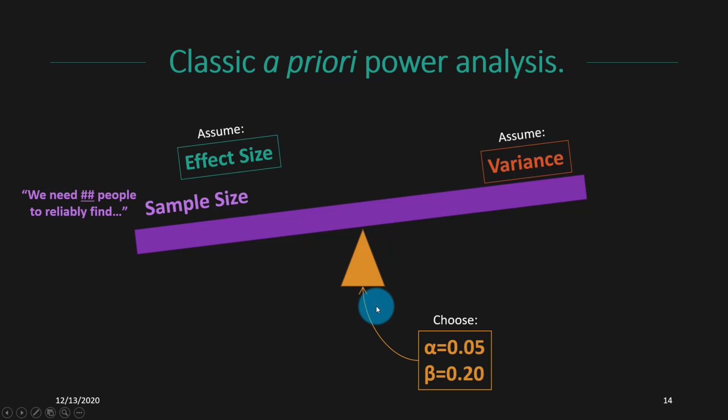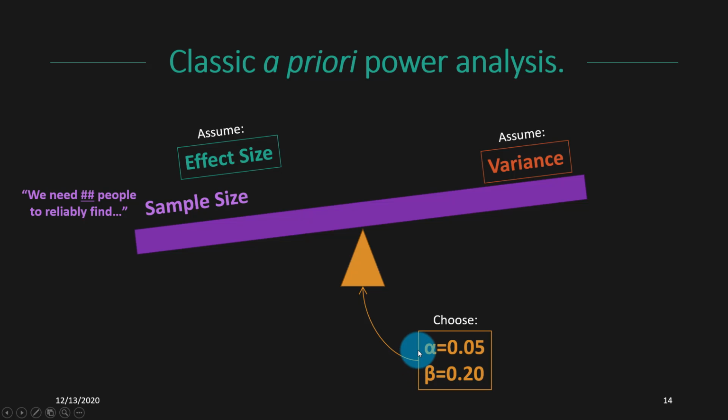The next thing, though, that we have to choose, not necessarily make an assumption about, but choose, is the balance of type 1 errors and type 2 errors. And by convention, a lot of the time alpha is set at 0.05 and beta is set at 0.2, which means that statistical power, which is 1 minus beta, is set at 0.8. Right? And again, these things are mutable.